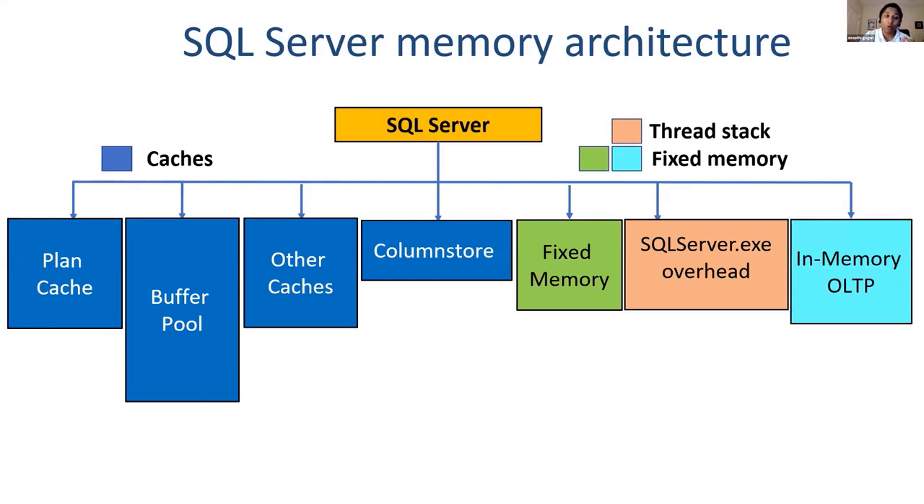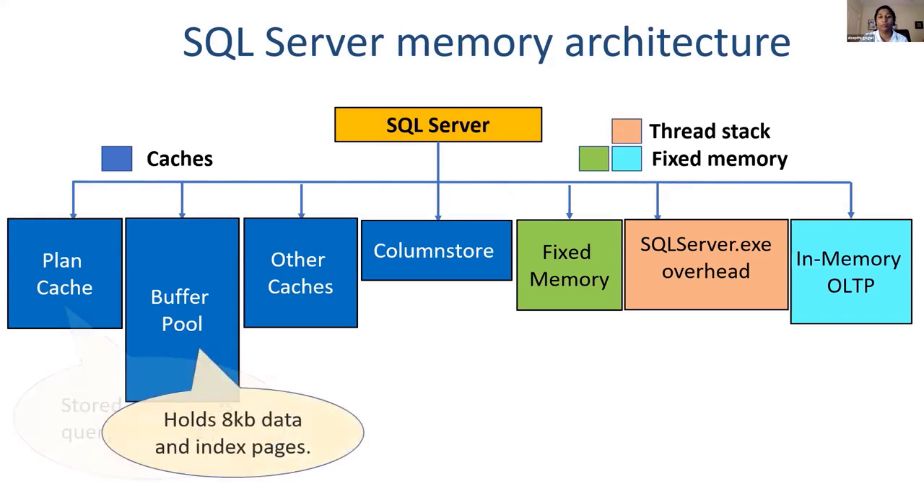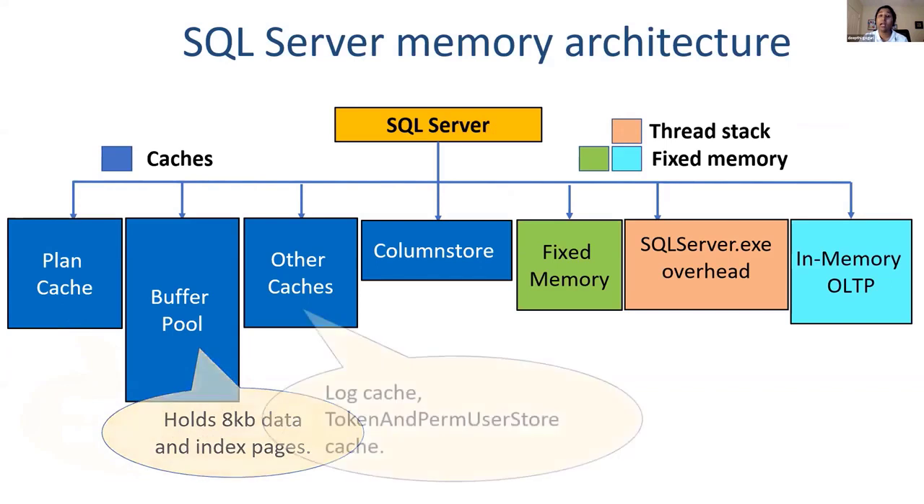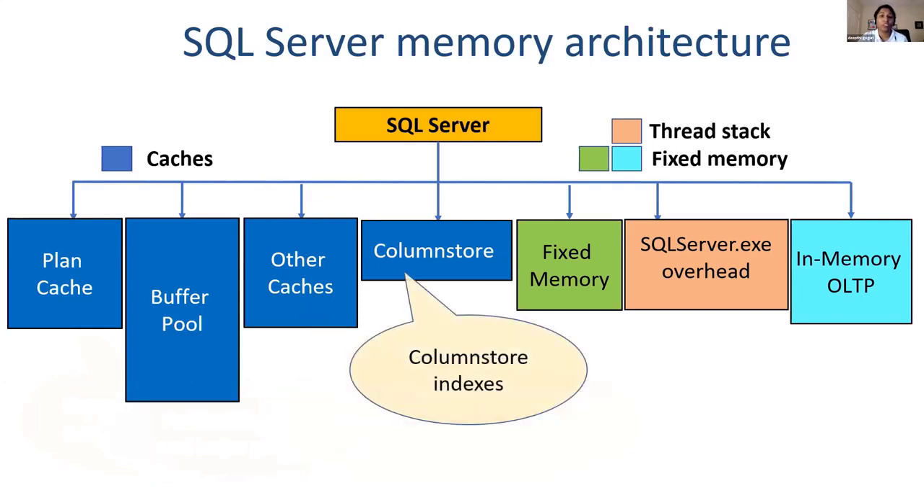So what does the plan cache hold? The plan cache basically holds the stored procedures, query plans, etc. The buffer pool stores the 8 KB data pages and index pages. There are other types of caches and pools, such as the log cache and the token and perm user store cache, which stores the user permissions on the objects. There is also the column store cache, which will usually store the column store indexes.